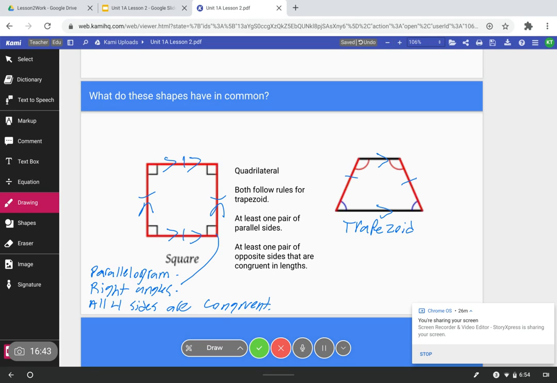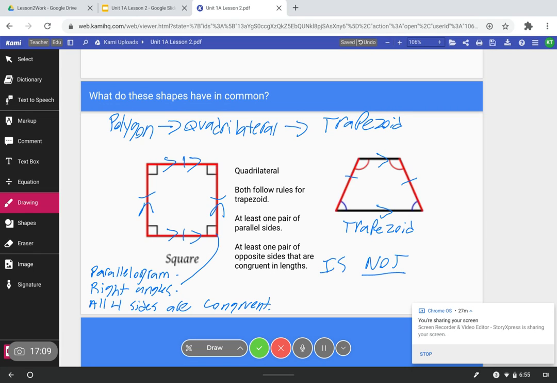Now, at the top, we're going to list the labels that they have in common. So both the square and trapezoid are polygons. They are both quadrilaterals, and they are both in the trapezoid family. Only the square is a parallelogram. The trapezoid is not a parallelogram.